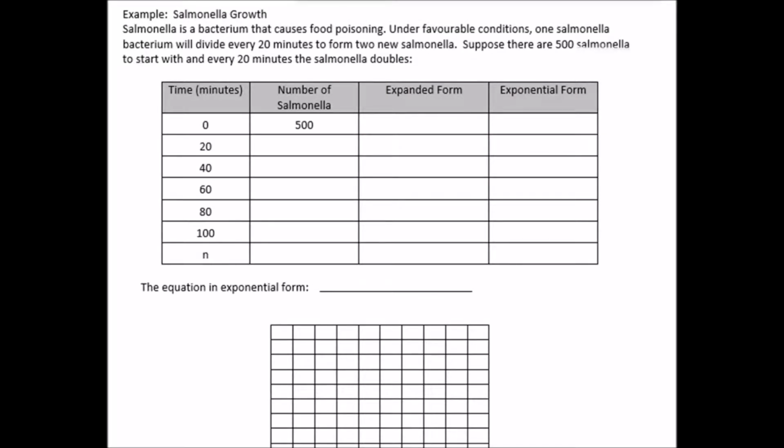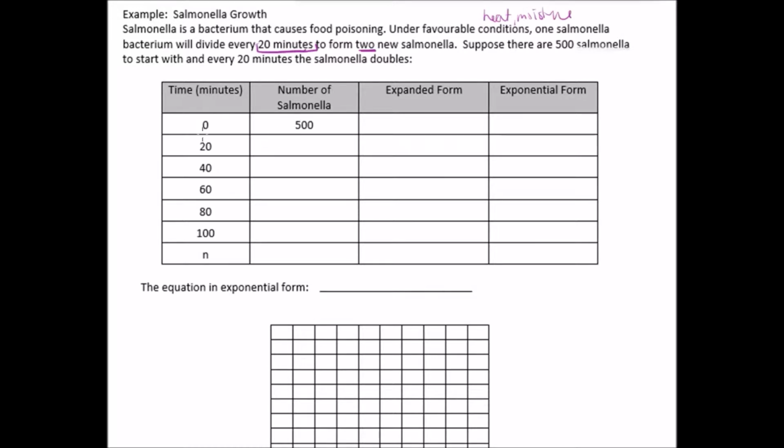Let's look at Salmonella growth. Salmonella is a bacterium that causes food poisoning. Under favorable conditions, which might be like heat, moisture, one Salmonella bacterium will divide every 20 minutes to form 2. So they divide and then they grow, just like a normal cell. Suppose that there are 500 Salmonella to start with, and every 20 minutes the Salmonella doubles.